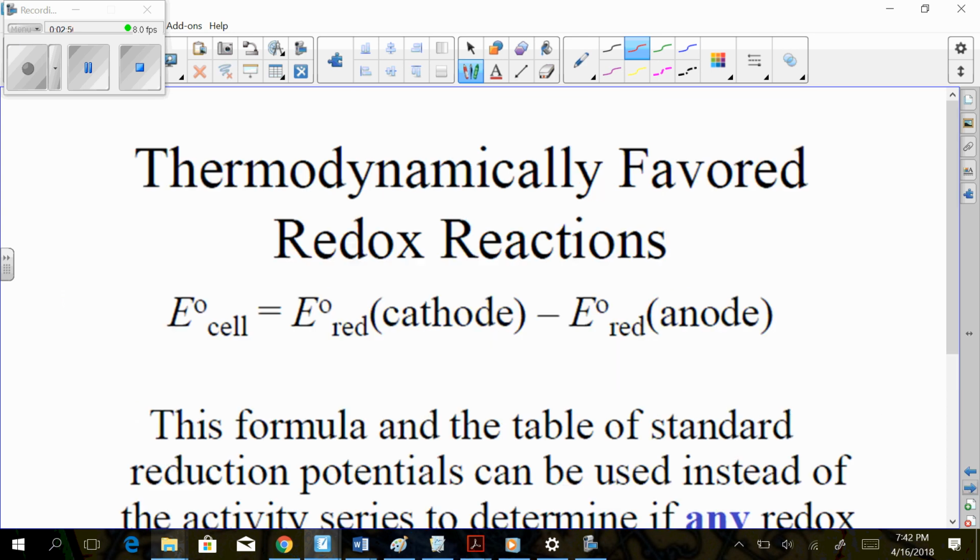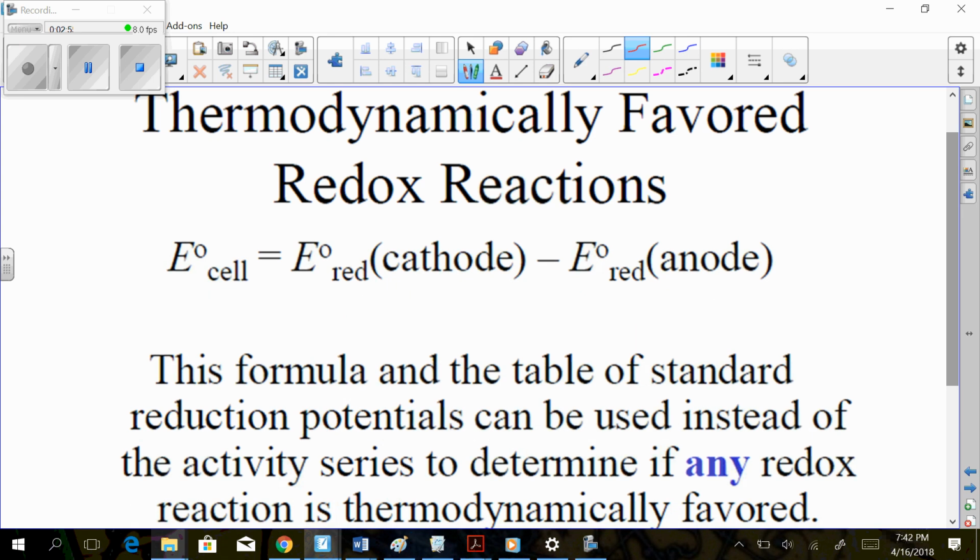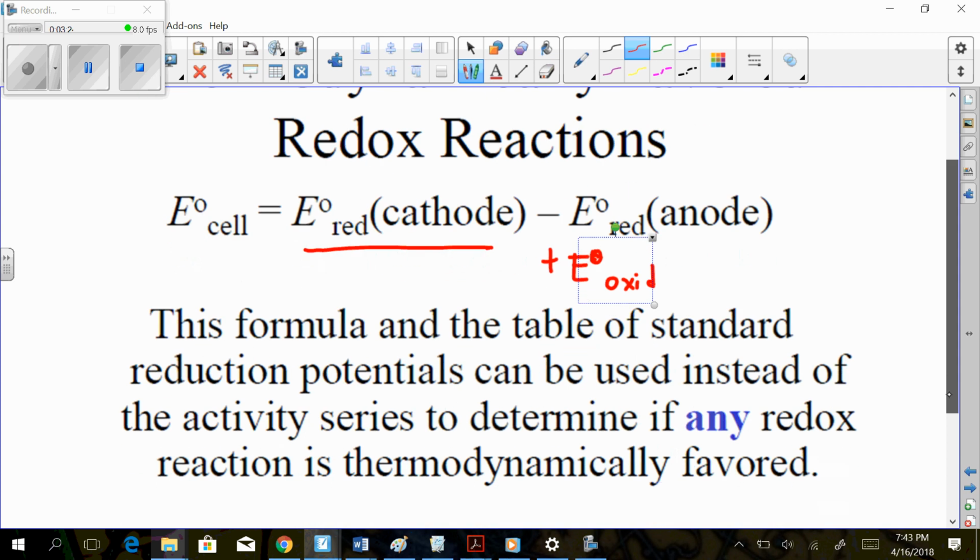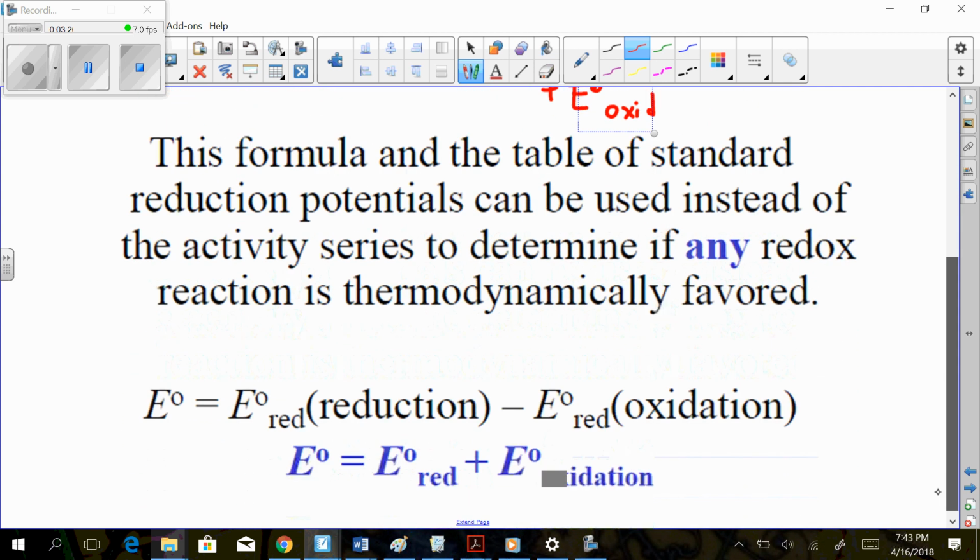If we look at that reaction, if we want to figure out the E cell, we have to take the reduction potential and either subtract the reduction potential at the anode, or we could change that reduction potential to the oxidation potential. You can do that for any redox.